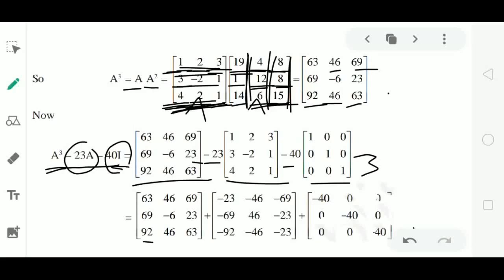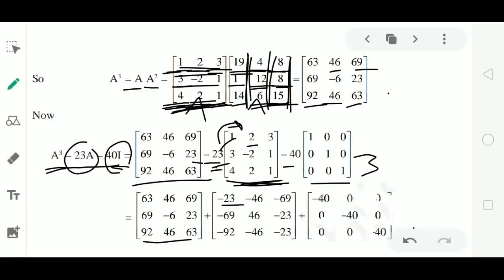First matrix as it is. Now let us multiply 23 to the second matrix, that is A. We multiply 23 to each element of this matrix A. 23 into 1, 23. 23 into 2, 46.